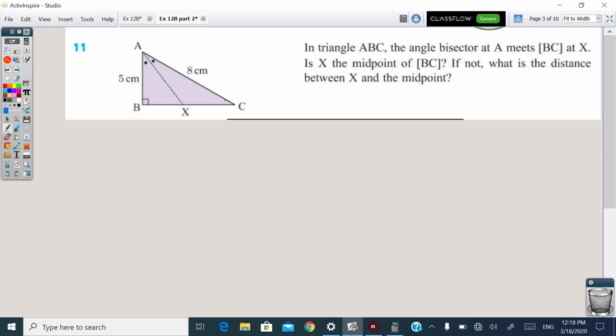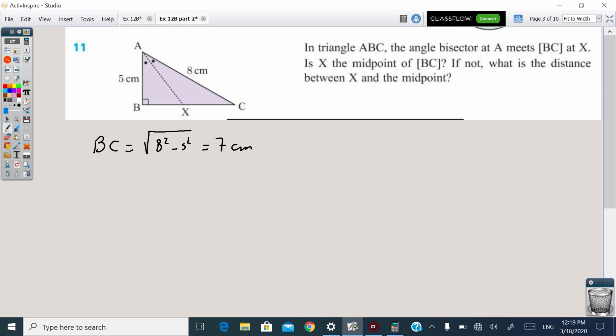First of all, in order to know this distance, we need to know the length of BC. And this can be done by Pythagoras. So BC is the square root of 8 squared minus 5 squared, and that equals 7. So that's the first piece of information. Now the next thing is to work out how far is X from B.